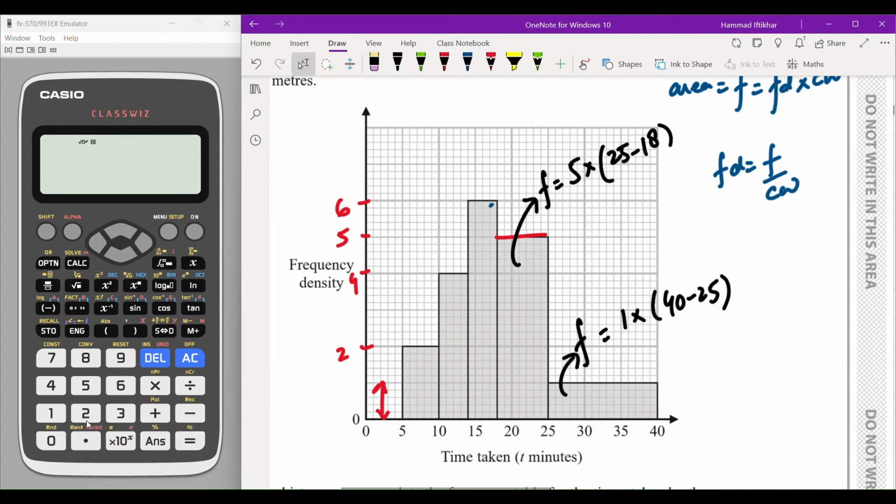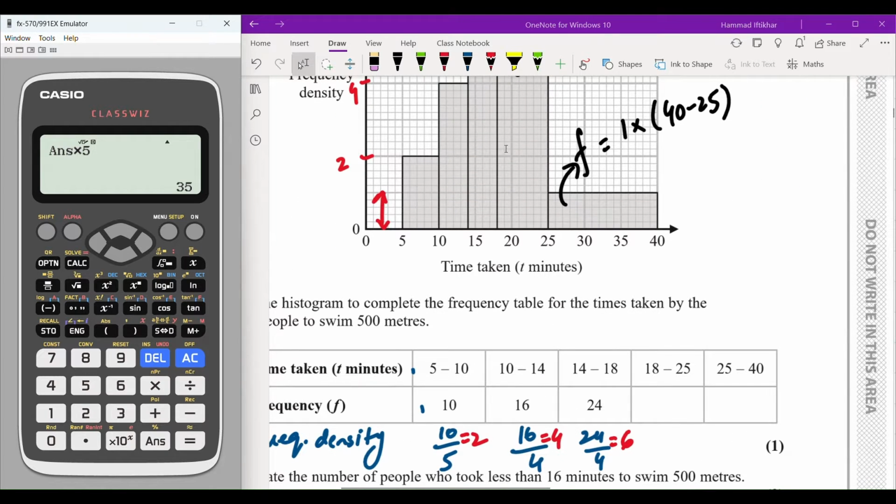Okay, so now we have 25 minus 18 times 5, which is 35. And then 40 minus 25, which is going to be 15, like that. Okay.